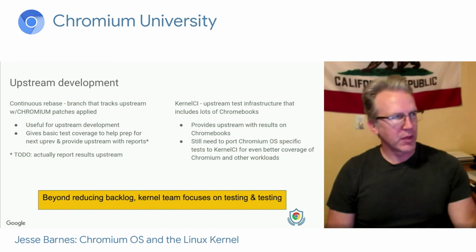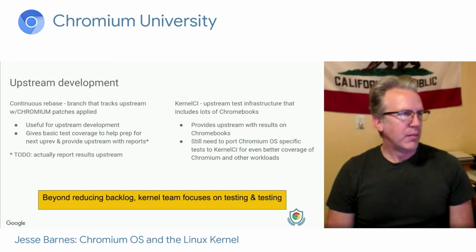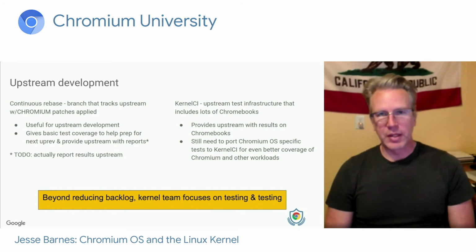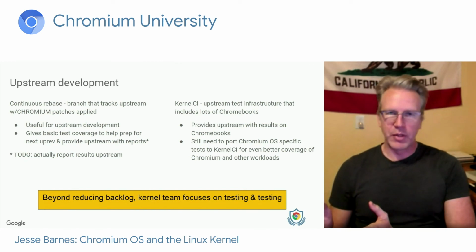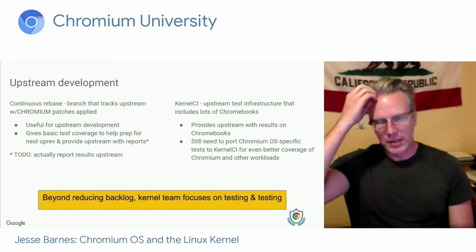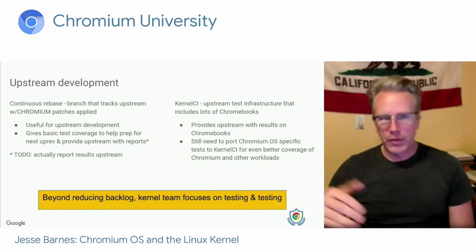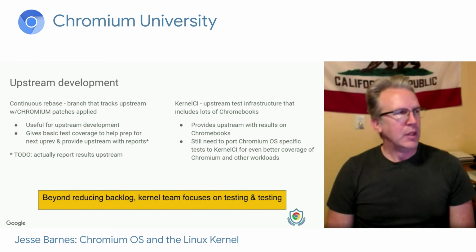So one of the things we've got, this is in the Chromium tree, in the kernel tree, is a continuous rebase branch. What that is is the latest release from Linux, the latest RC or stable release, RC or major release, with all of the Chromium patches backported on top.